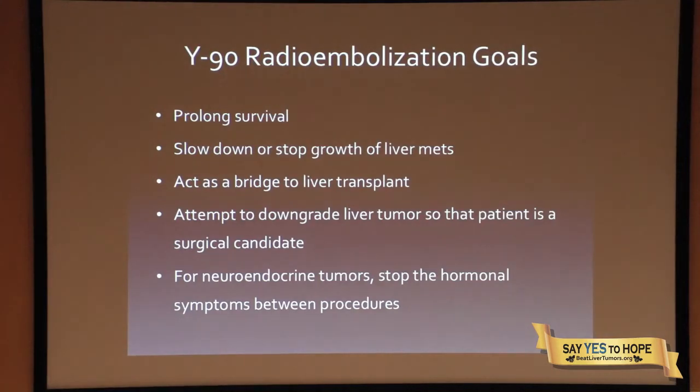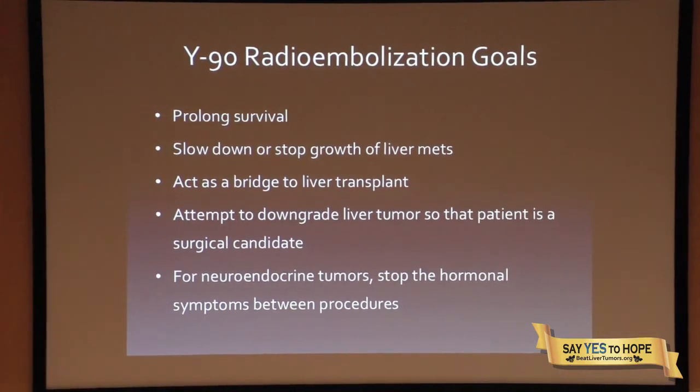So last thing, just to summarize what the Y90 is. It's a wonderful new treatment. It's great to prolong survival. The goals here are to prolong survival and slow down or stop the tumor growth. You act as a bridge to liver transplant for some patients, or you try to downgrade the tumor so that they can actually become a surgical candidate. And for things like neuroendocrine tumors we were talking about before, sometimes it really helps the symptoms. So it's a wonderful new treatment.